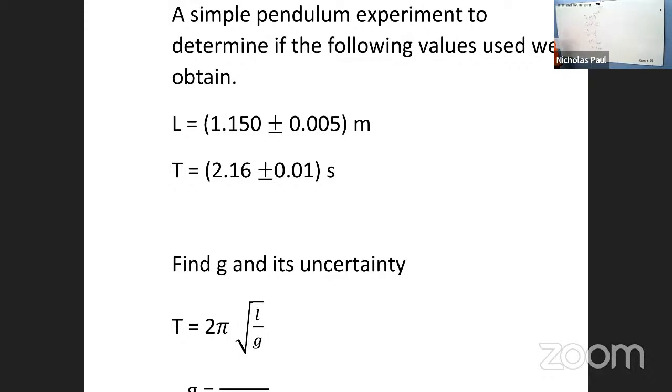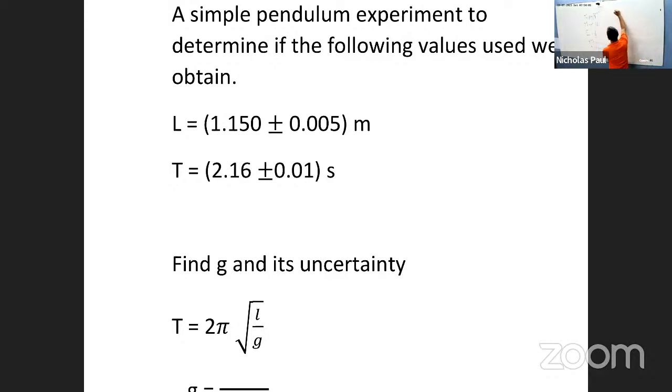It's up to you. Right, so you square both sides, then carry across the 4 pi squared, you have two fractions, cross multiply. Once you get the same thing, yeah, that's a good sign.